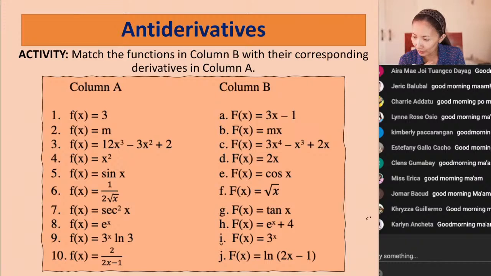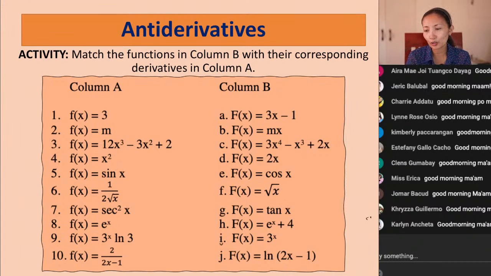F of x, 3x to the fourth minus x cubed plus 2x, although it's already matched. But I did not notice that. But I just want you to look into columns A and B. What do you think is the relationship between the two columns? The functions along column A and the functions along column B. Oh, I failed to jumble column B. I should have jumbled the options in column B. So although it's already matched, any observation regarding column A and column B?